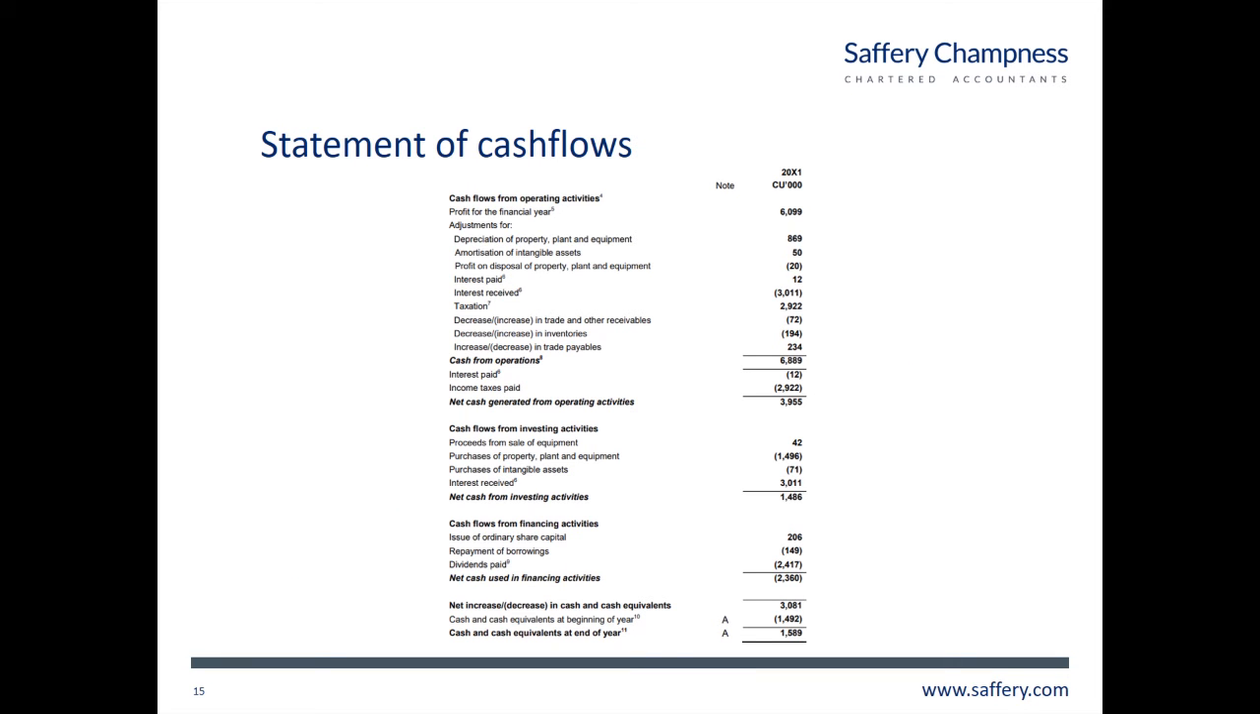Lastly, we have the statement of cash flows, which summarises the amount of cash and cash equivalents entering and leaving the entity. Its particular focus is on the types of activities that create and use cash, which are operations, investing, and financing. Operating activities consist of revenue-generating activities of a business.